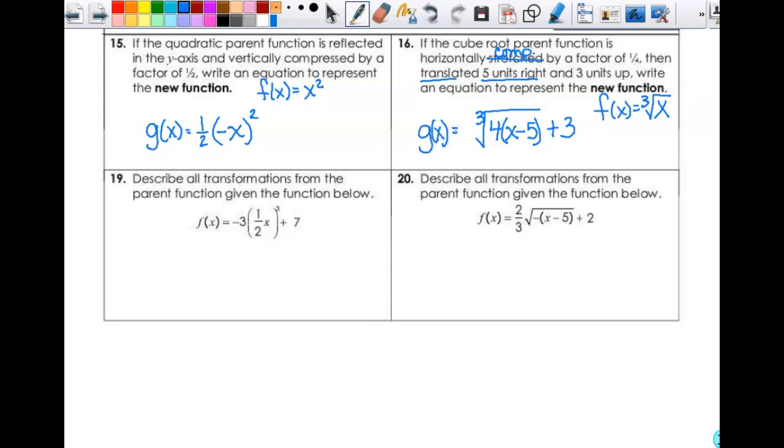Okay. So here it's asking us to do the opposite and to describe the transformation. So I have 1, 2, 3, 4. I have 4 that I'm going to talk about. This negative is a reflection. You can't just put reflection. You have to put it in which axis. It affects y, so it's a reflection in the x-axis. Oh, let me move my little dots here.